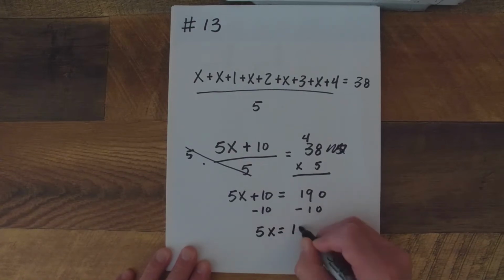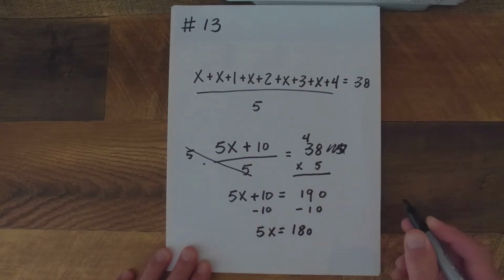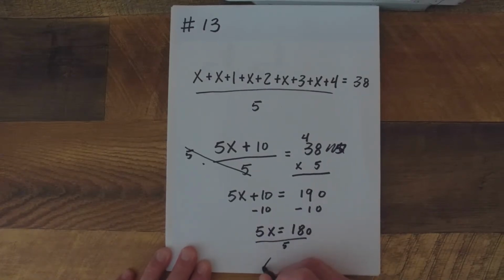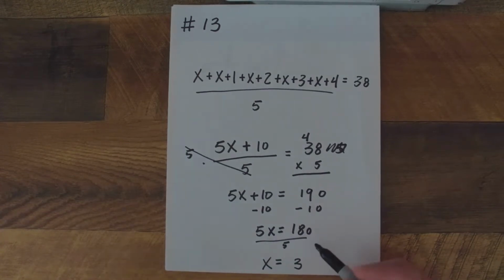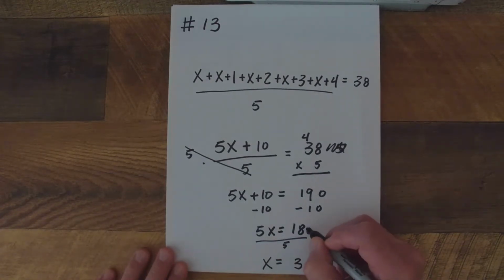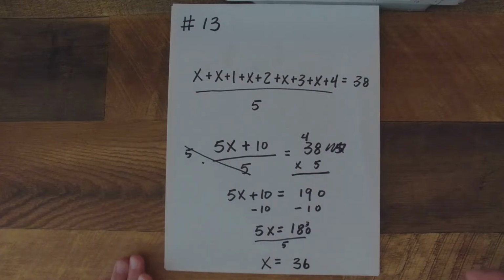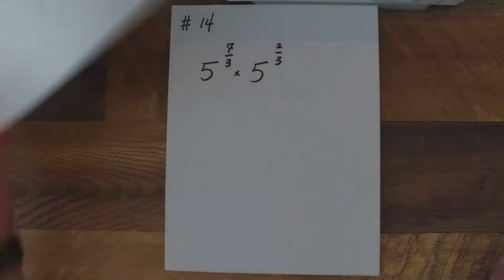5x is equal to 180. Divide both sides of this equation by 5. I'm running out of room here. X equals, let me think. I'm just doing division in my head now. 5 goes into 18 3 times. 18 minus 15, that would be 3 left over. 5 goes into 30 6 times. For a final answer of 36.